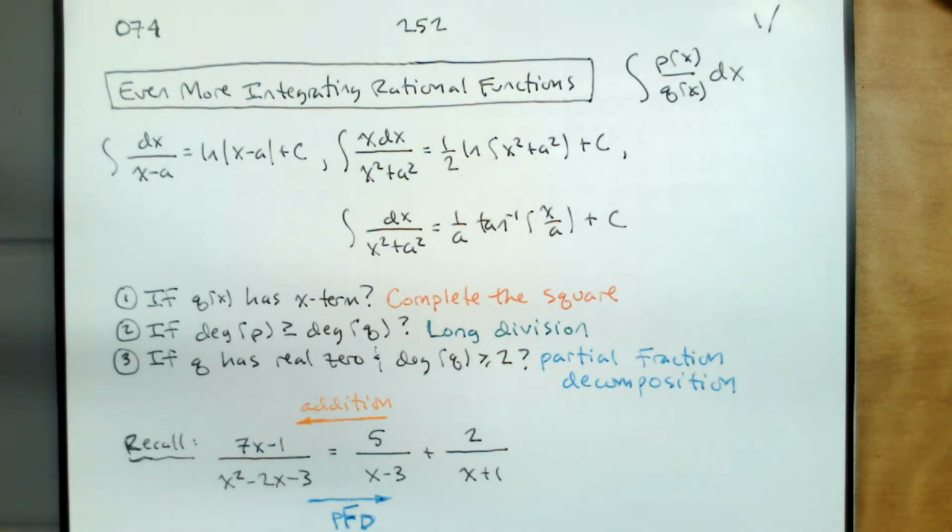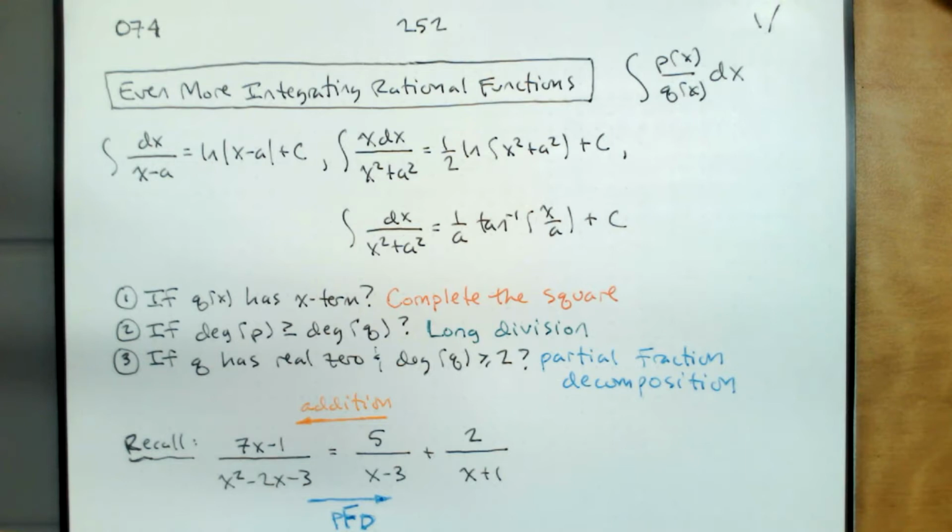If q of x has an x term, then we need to fit it into these three cases. So we use completing the square to fit it into the quadratic with complex zeros to make it look like the 1 over 2 or the 0 over 2.